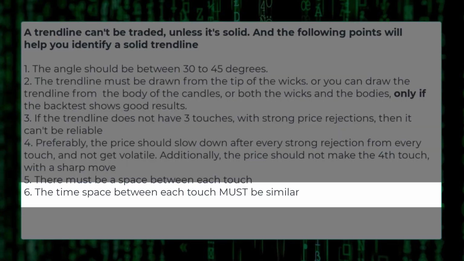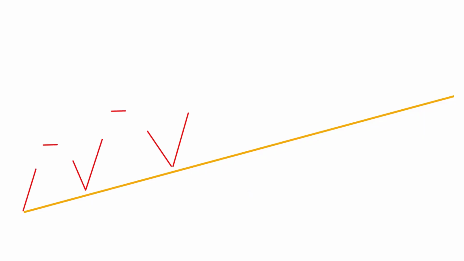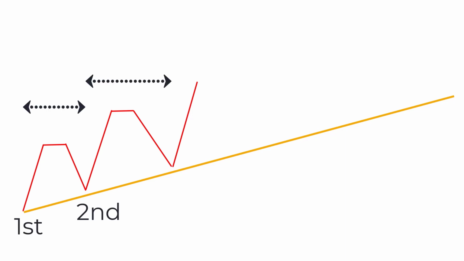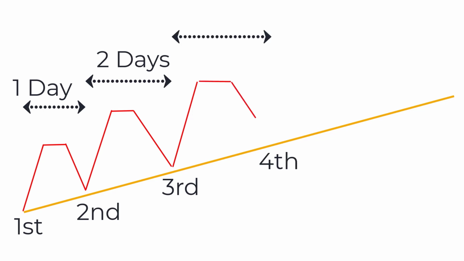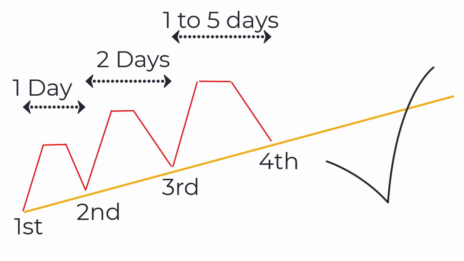Let's move on to the sixth and final point, which is that the time space between every touch must be relatively similar. Allow me to further explain. If you were watching a trend line that has been touched 3 times, while the space between the first, the second, and the third touch is around a day or 2, then the fourth touch must take place within the next few days in order to become a tradable trend line.